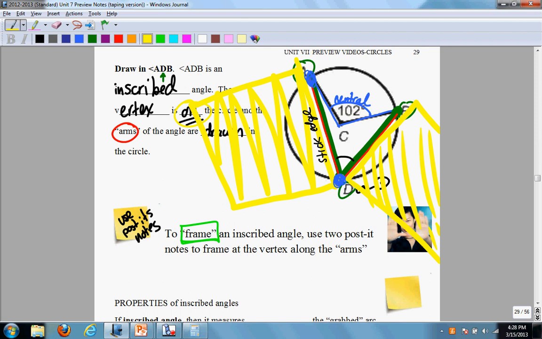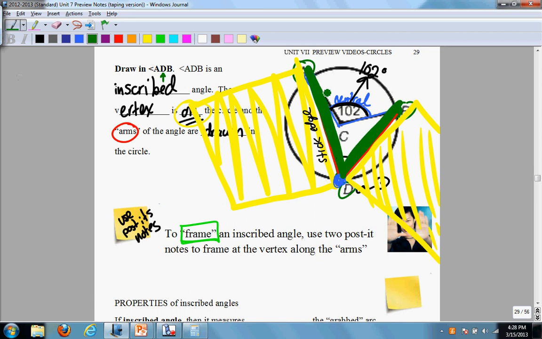There's a very, very important property here. The central angle is the same as the arc. So that central is 102. That you bring your 102 here. This inscribed angle is obviously smaller than the central. There's a really simple concept.